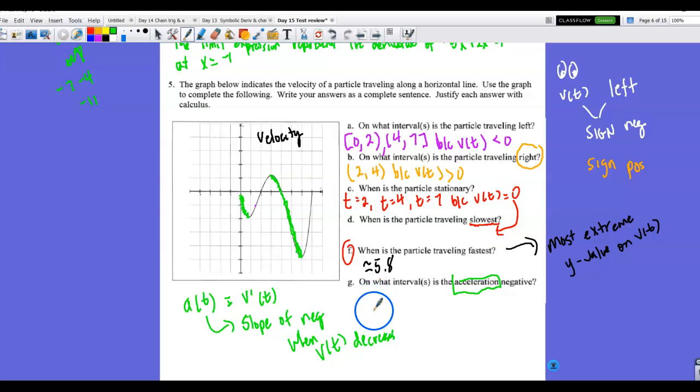So the acceleration is negative from 0 bracket to 1. It looks like about, we're going to call it 1. And again at 2, 3, and we called it down there about 5.8 open, because V of t decreases.